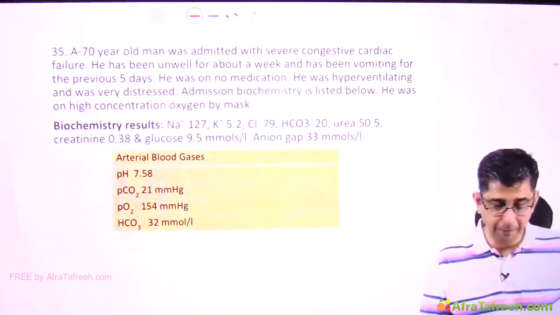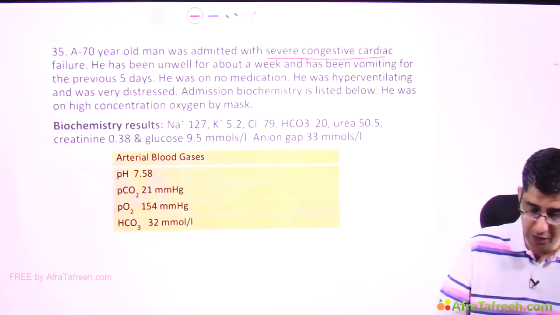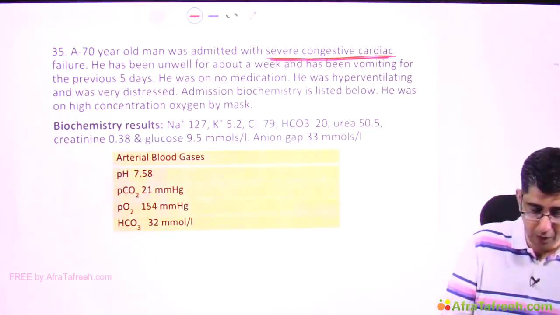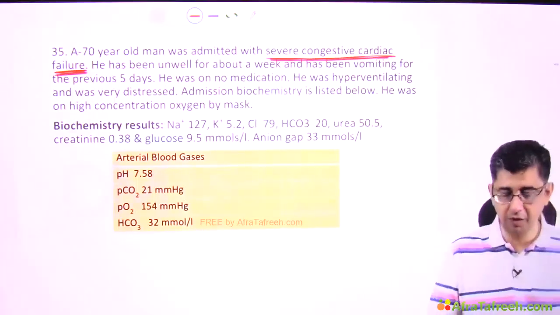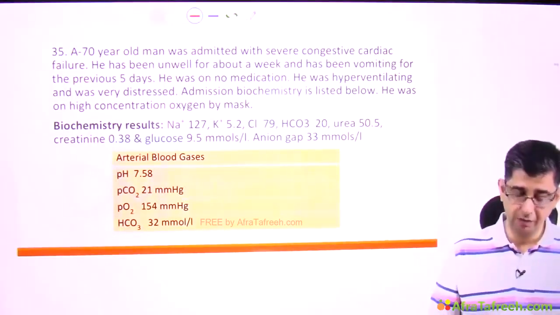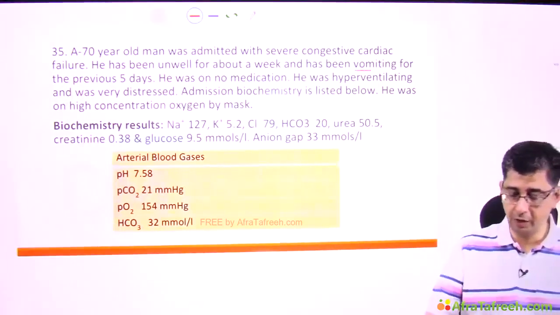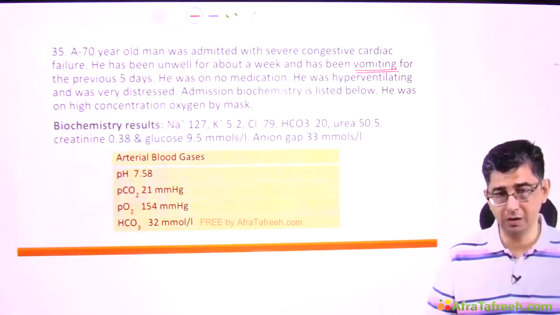Let's do it one more time. A 70-year-old man was admitted with severe congestive cardiac failure. He has been unwell for a week and has been vomiting for the past 5 days. Vomiting tells you there could be a metabolic alkalosis in the patient.